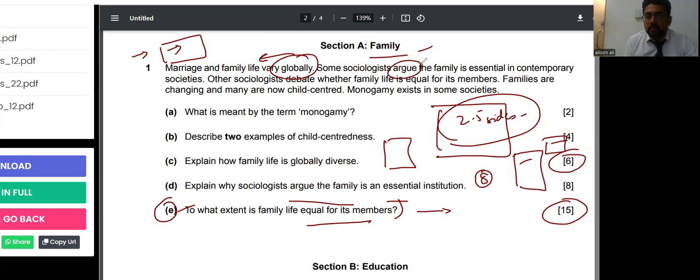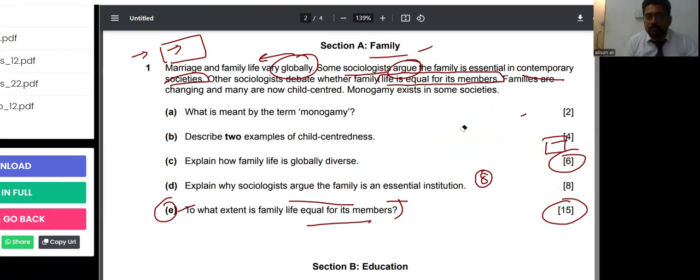Some sociologists argue, so this is an argument that they are presenting, that family is essential in contemporary societies. So it's necessary, but not in others, right? Others debate that family life is equal for its members. So is it equal? You can say, okay, when I am just reading the question, I would be able to identify that it's not equal for all the members. What could be the factors? We would be looking at that as well.